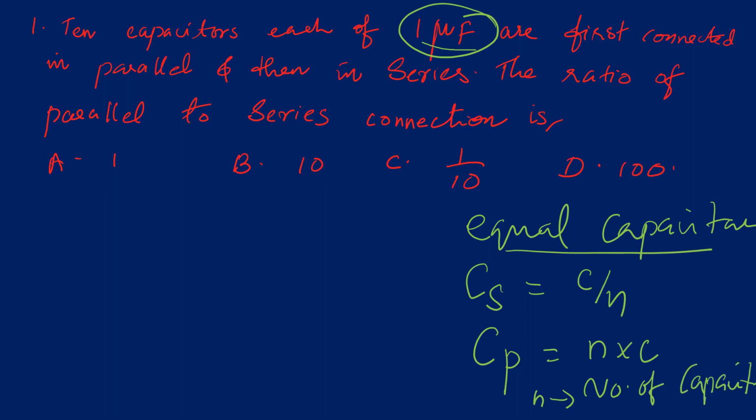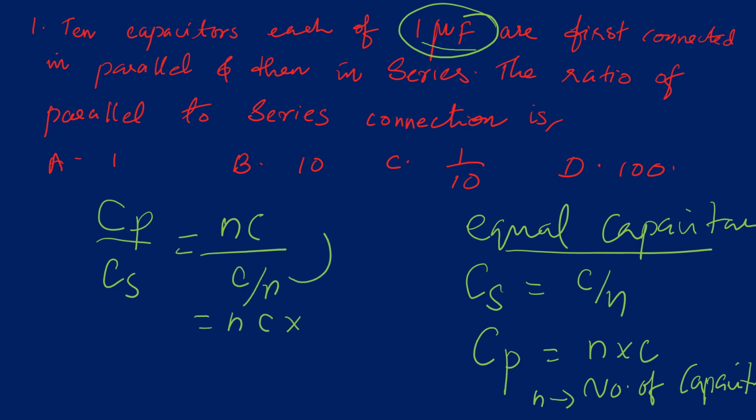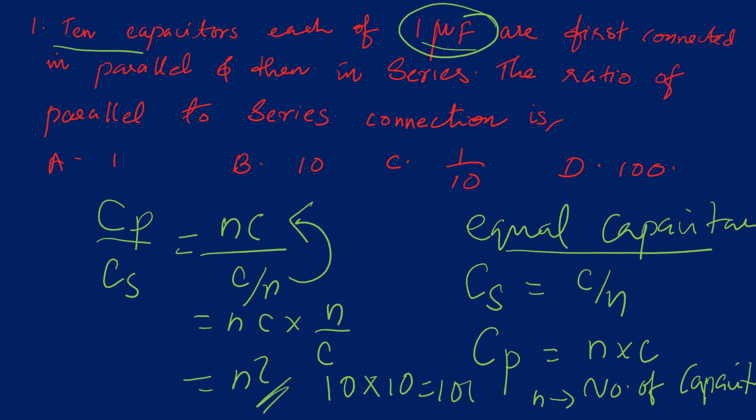So here Cp by Cs is NC divided by C by N, or we will get N square. Here there are 10 capacitors, so N is 10. So 10 into 10 is 100. Option D is the correct one.